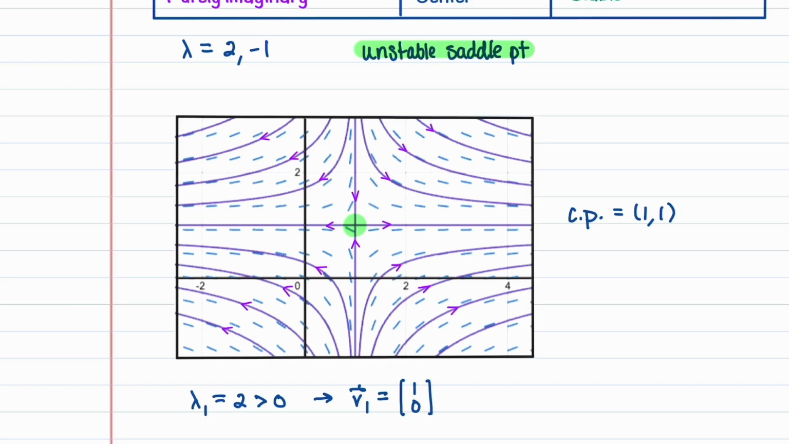This means that our unstable solutions, and I say unstable because our eigenvalue is greater than 0, are going to point in the horizontal direction. Let's go up to our graph and I will highlight this. Here's the horizontal direction from our critical point. Notice that when our solutions are moving in the horizontal direction, they are going away from the critical point.